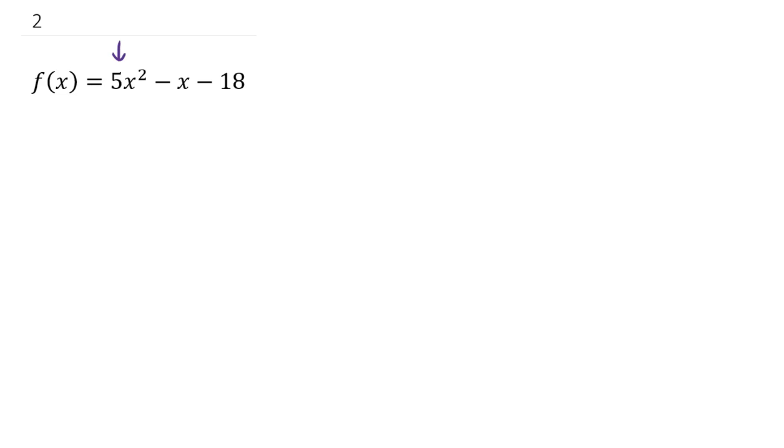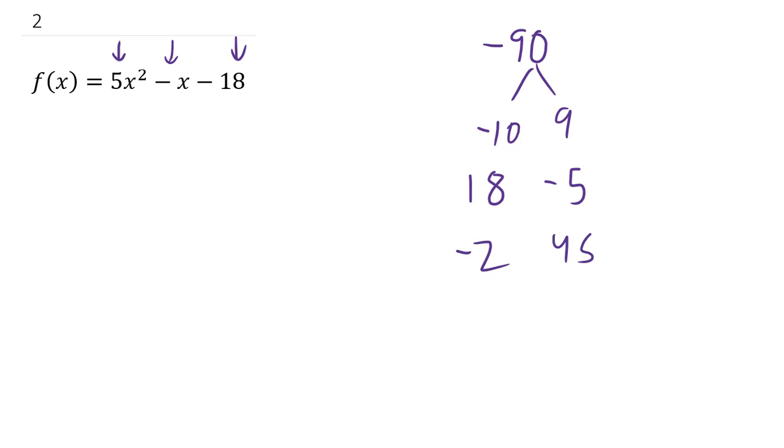If I do 5 times negative 18, which would be the first step in this process, I get negative 90, and I'm looking for factors of negative 90 that add up to negative 1. In this case, negative 10 and 9 will do that. I mean, there's lots of things I could do. 18 and negative 5, or I could do negative 2 and 45, but these two are factors of negative 90 that add up to negative 1. Negative 1 because that's what's right here, negative 1.